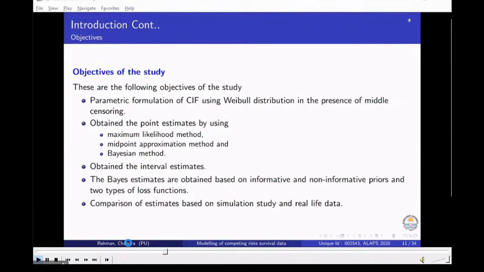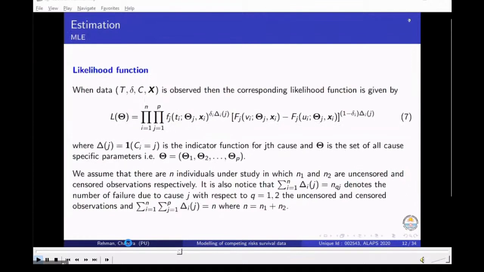Objective of the study: parametric formulation of the cumulative incidence function using the Weibull distribution in the presence of middle censoring. Obtain the point estimates by using maximum likelihood, midpoint approximation, and Bayesian methods. Obtain the interval estimates. The Bayes estimates are obtained based on informative and non-informative priors with two loss functions. Comparison of estimates based on a simulation study and real-life data.